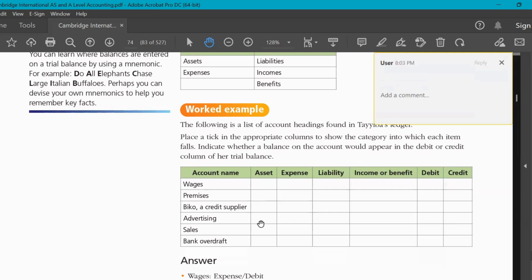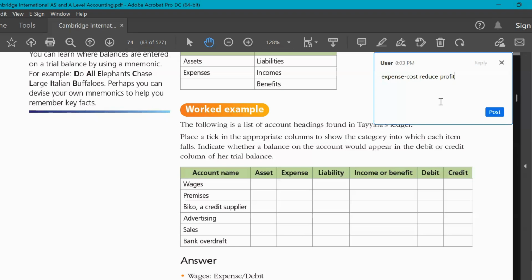Okay, let's see here. When we say wages, it is considered an expense. And the reason behind that is it is a cost, because it is the cost of running the business. So every time that you have a cost, of course, what will happen to your profit? It will reduce your profit.